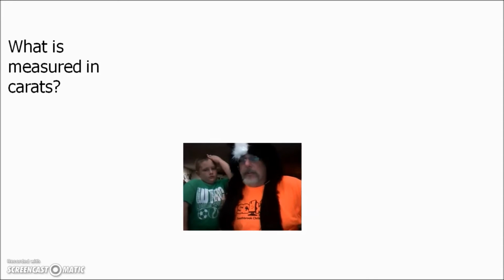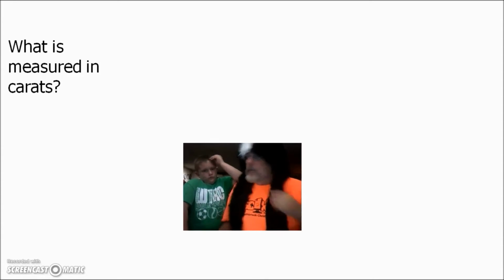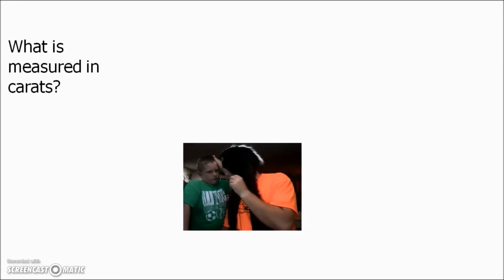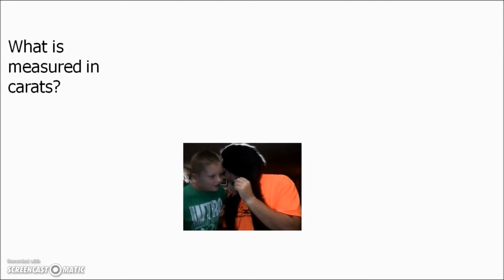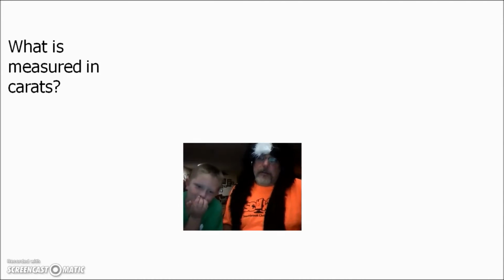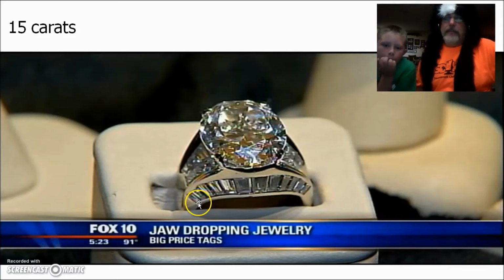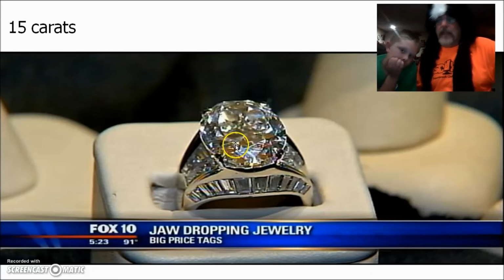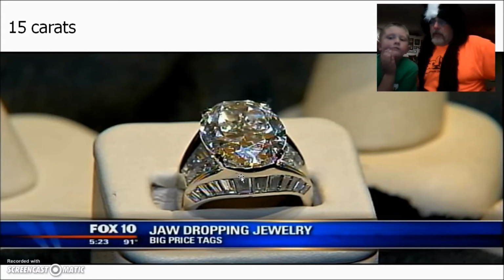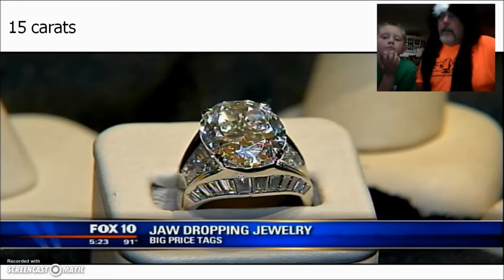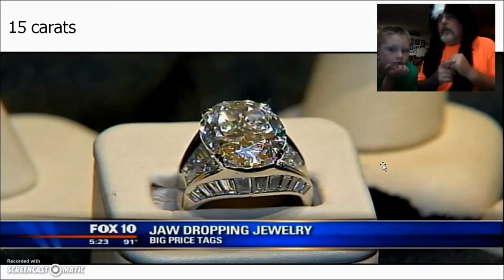Now, carats. There was one on the last screen that was mentioned, carats. What do you think is measured in carats? Carats commonly will be used to measure diamonds. That's a big one. For example, this is a 15-carat diamond ring. That would be extremely big, much bigger than most people are going to normally have, and is going to be extremely expensive. If somebody has a 1-carat diamond ring, that's considered pretty big.